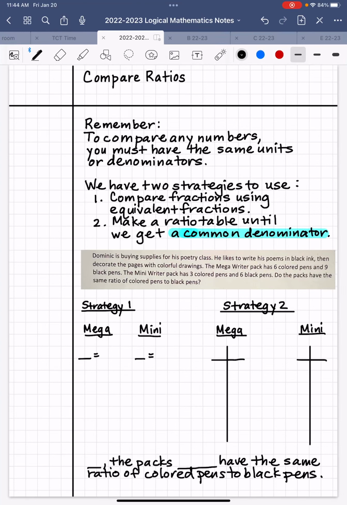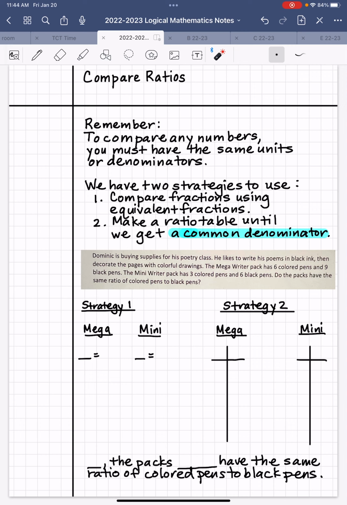In today's video, we are going to talk about how to compare ratios. I do want to remind you that the one criteria that we have to focus on when we're dealing with comparing any numbers is that we have to have the same units or the same denominators. We've been talking about that for a while now, especially when we're talking about comparing fractions. And because ratios are complex fractions, the same idea applies here.